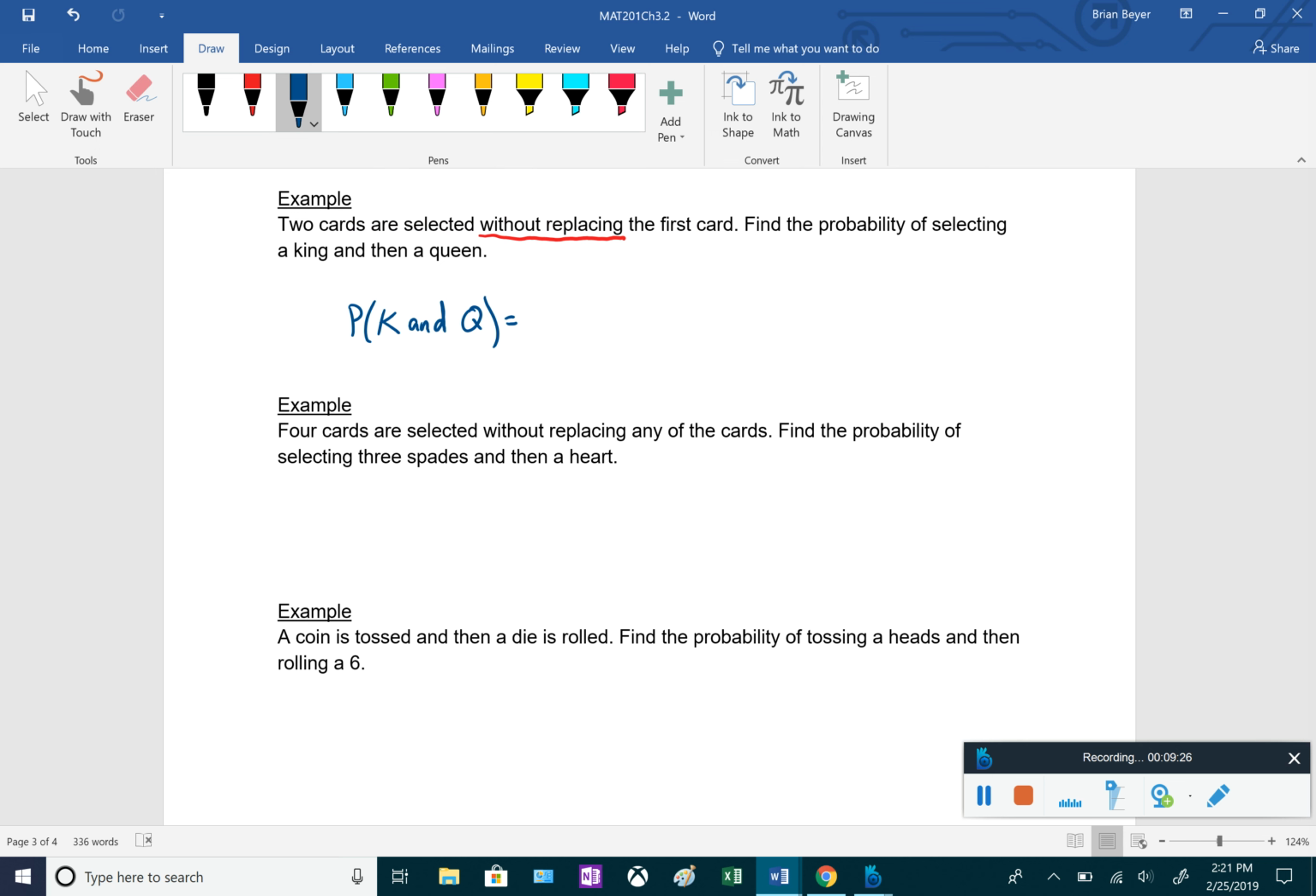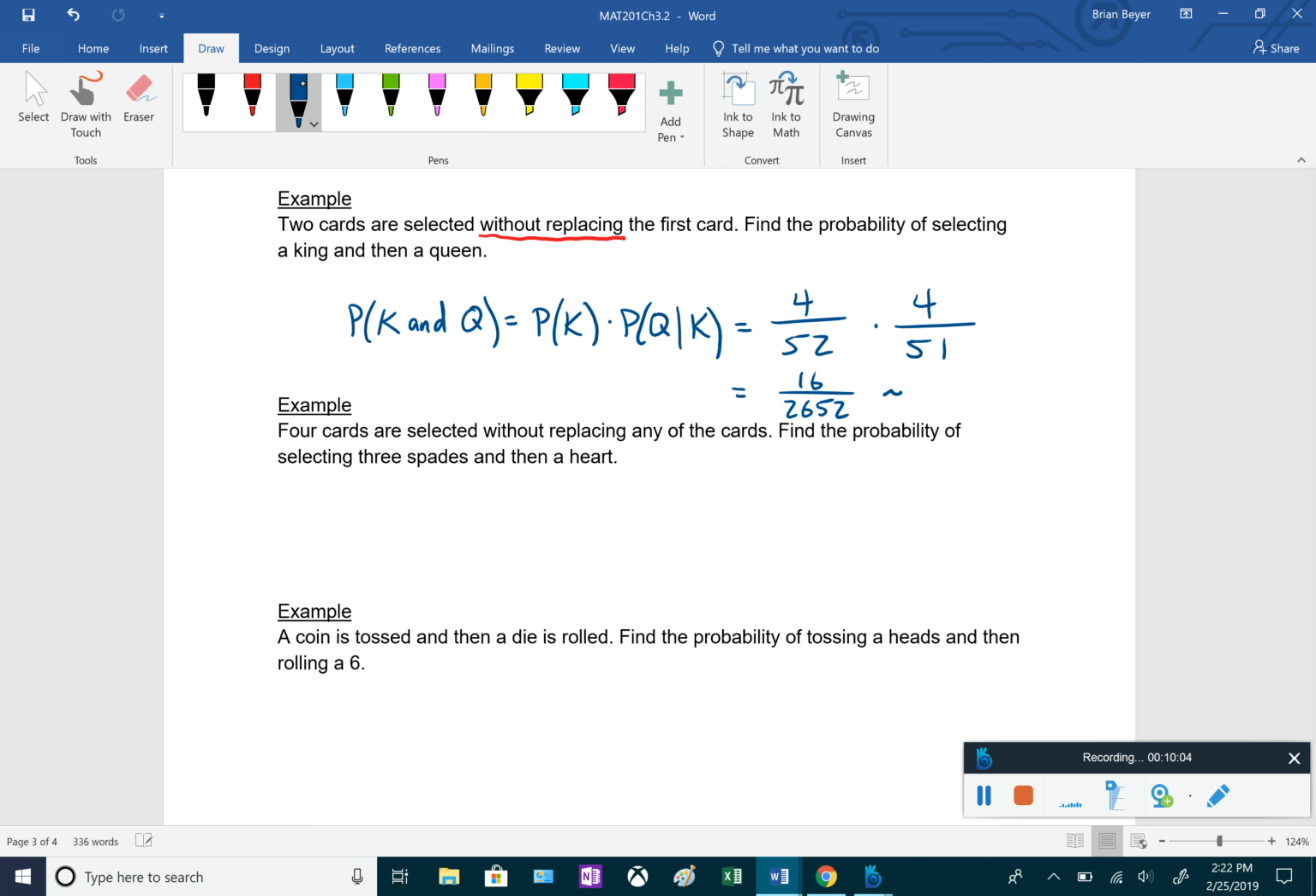So the probability of selecting a king and then a queen is going to be the probability of a king times the probability of a queen, given we just chose a king and did not replace it. So the probability of choosing a king, there's 4 kings out of 52 cards, times the probability of choosing a queen, 4 queens out of, now there's 51 cards because it was without replacement. So we have to multiply these together. Multiply numerators, we get 16. Multiply denominators, we get 2,652.